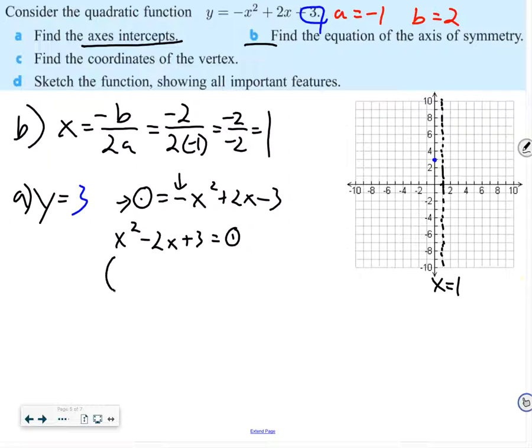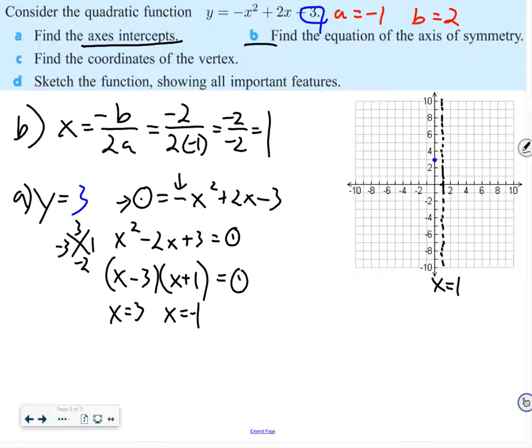If I solve this by factoring, doing my diamond method, I get 3 and negative 2. So I'm looking at negative 3 and a positive 1. So I get x minus 3 and x plus 1 equals 0. What makes those 0? This happens when x equals 3, and when x equals negative 1. I'll graph these in green as my x-intercepts. So I see at x equals 3.